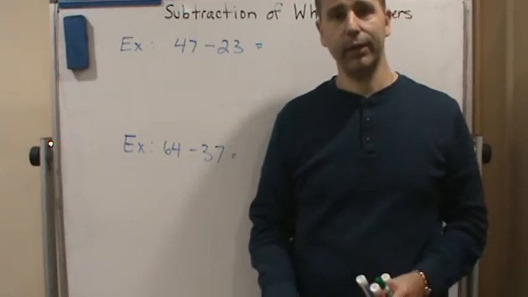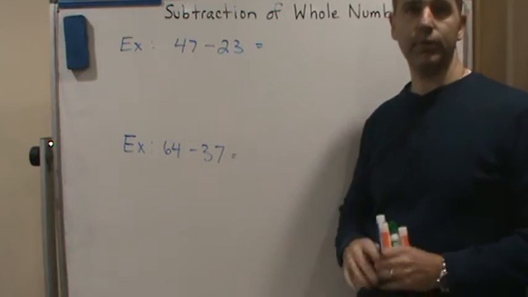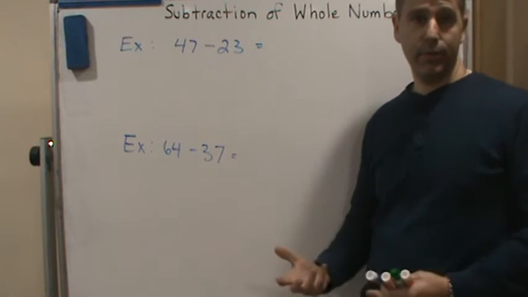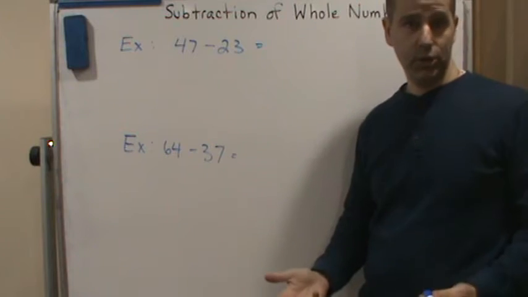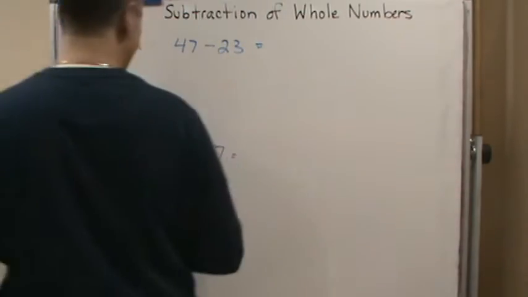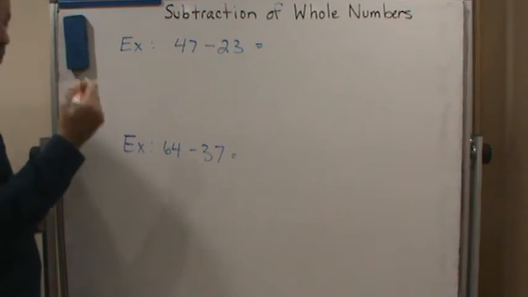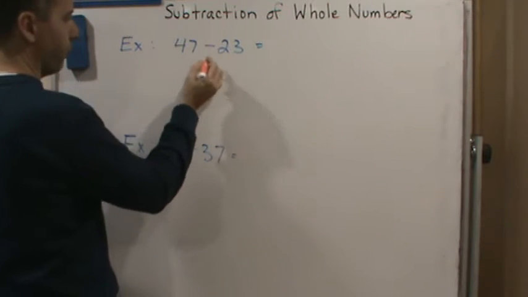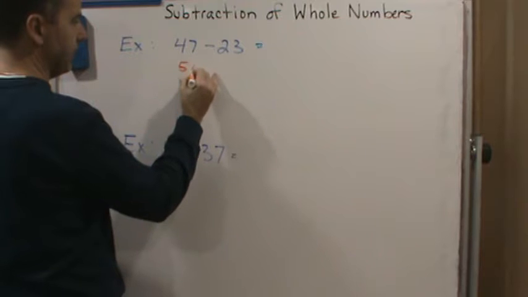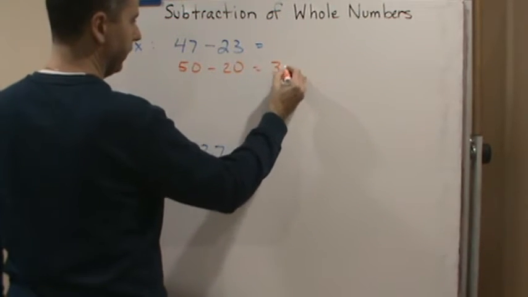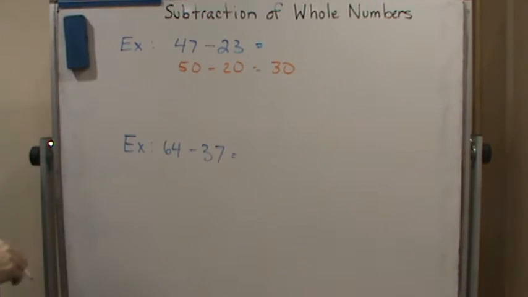Okay, so welcome back, and now we're going to do some examples of subtraction. And again, the steps for subtraction are very similar to the steps that we did with addition. So first thing we're going to do is estimate. We're going to estimate these numbers and see what we get with the difference. If we round these to the nearest 10, we get 50 minus 20, which equals 30. So we know our answer should be close to 30.